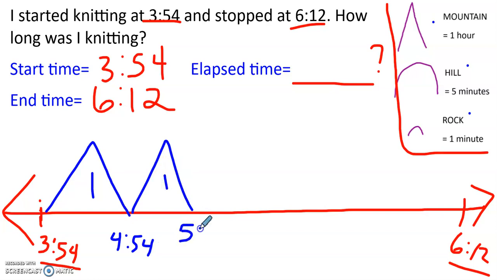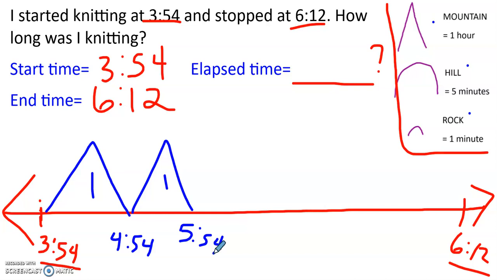That's going to put me at 5:54. 4:54 plus 1 hour gets me to 5:54. Can I do another hour? No, I cannot, because that would put me past my time of 6:12 that I need to stop at. So now I can move on to minutes, either hills or rocks.